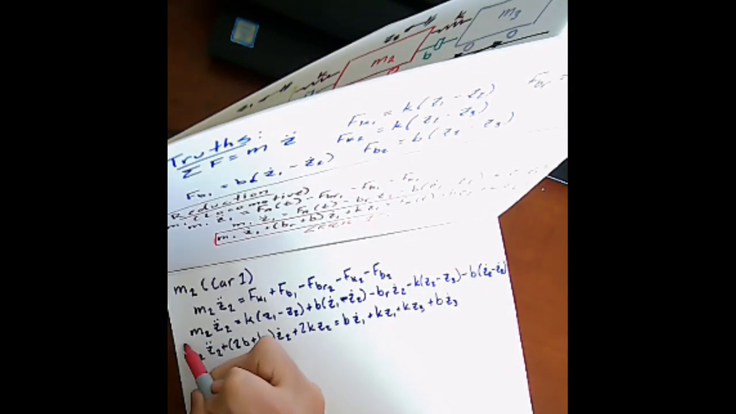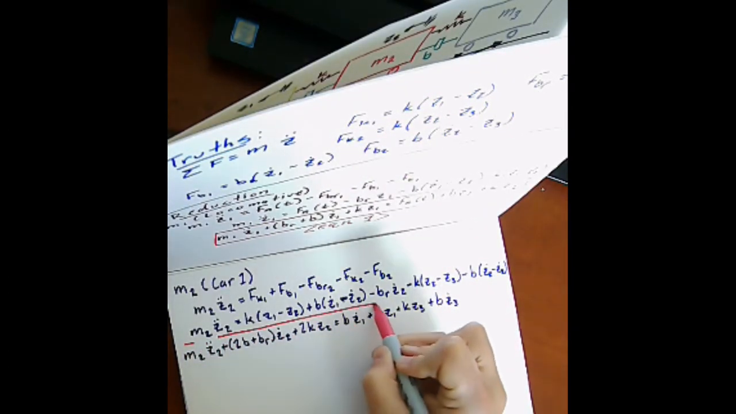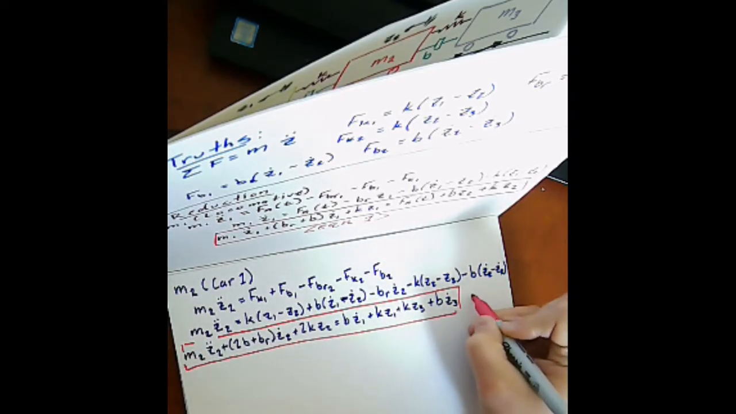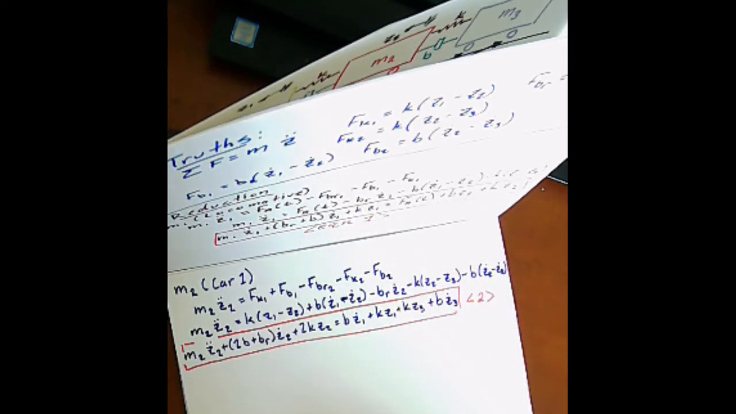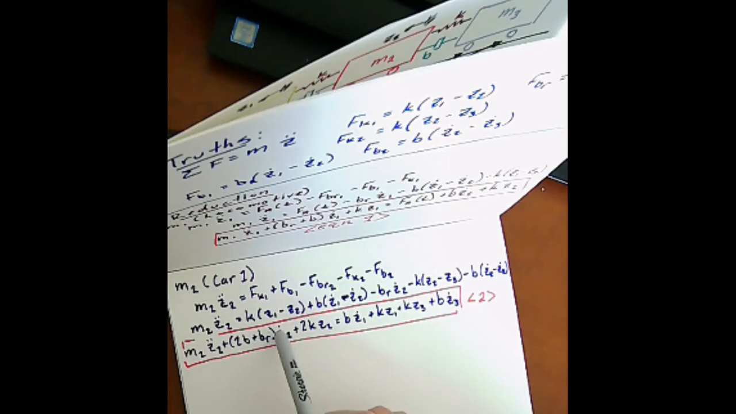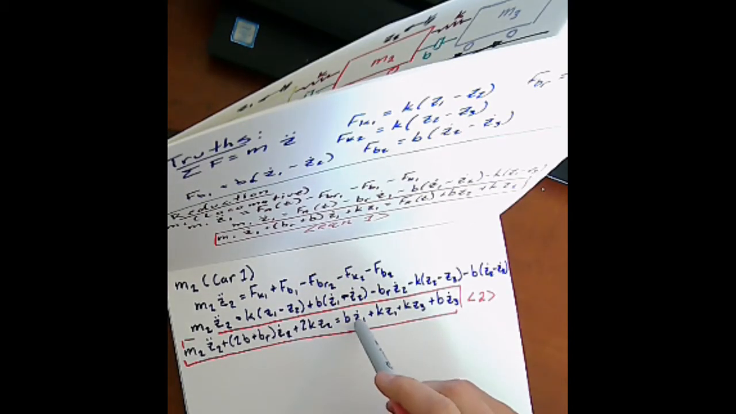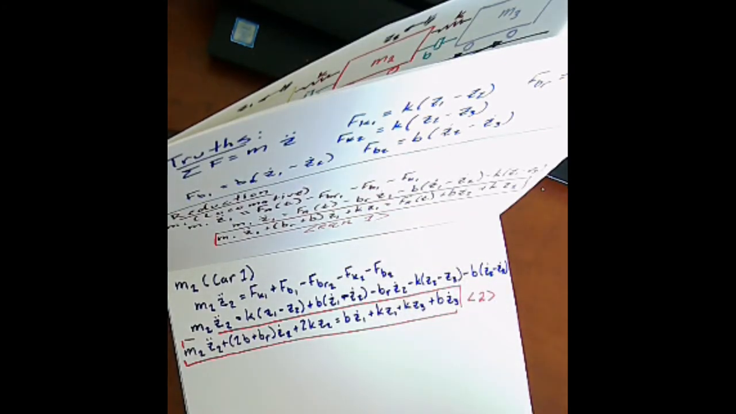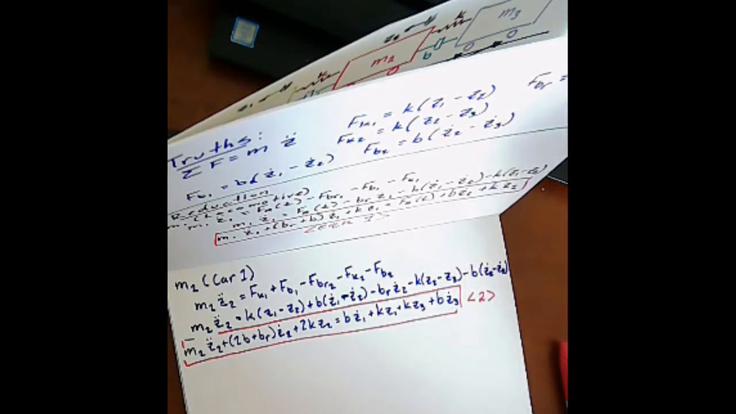Again, we're going to take this equation right here. Call this 2. What does it say? In case you're having trouble reading this: M2 Z double dot 2 plus quantity 2B plus BR, Z dot 2, plus 2K Z2 equals B Z dot 1 plus K Z1 plus K Z3 plus B Z dot 3. Okay, so that's what we're looking at here.